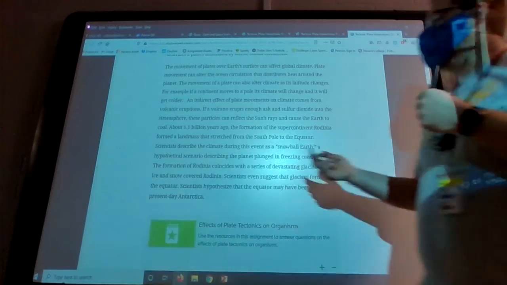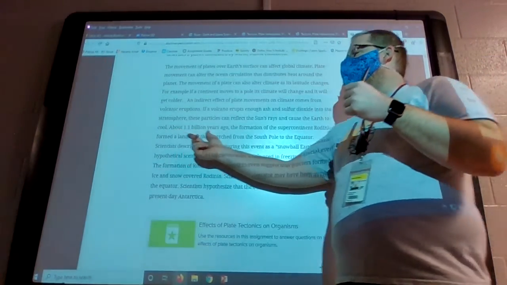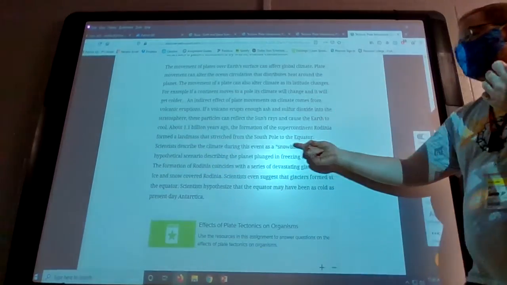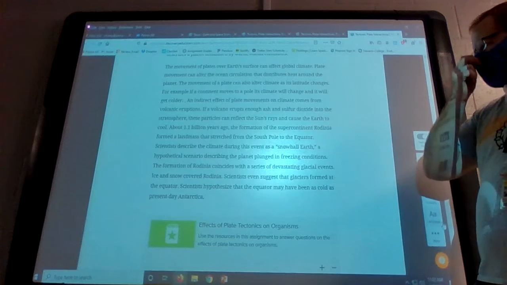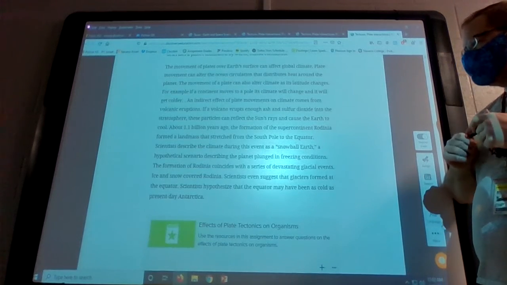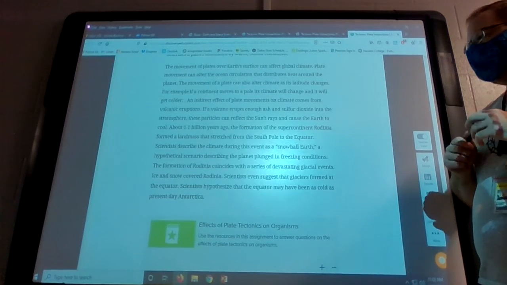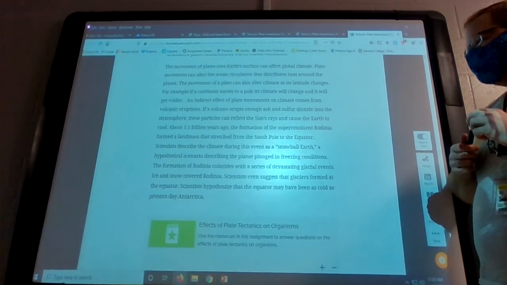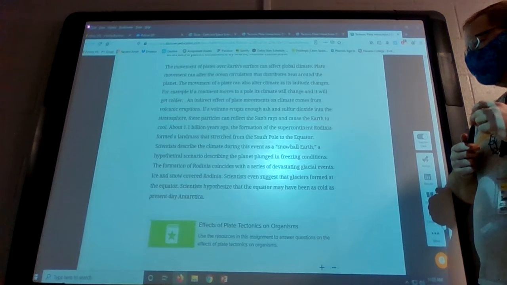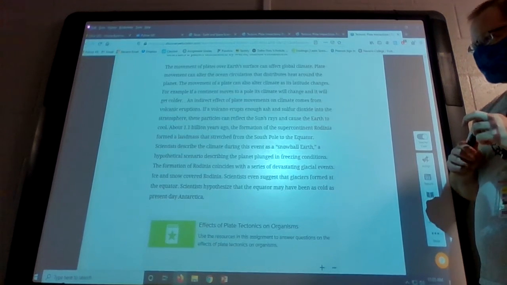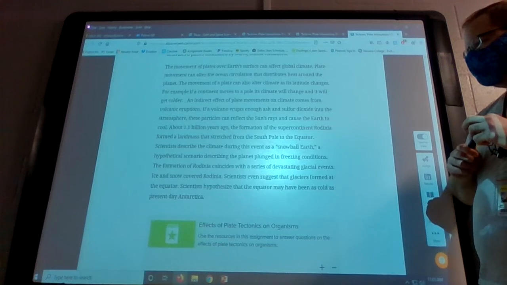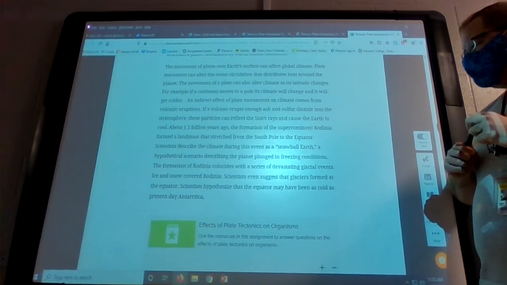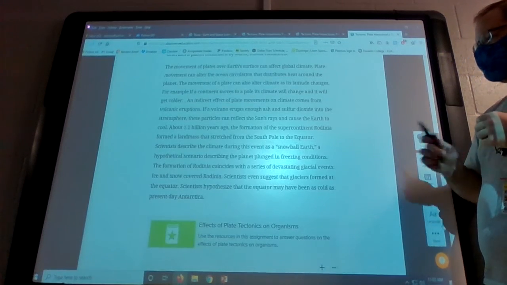Here we go. So this is where they talk about that. About 1.1 billion years ago, the formation of the supercontinent Rodinia formed a landmass that stretched from the South Pole to the equator. Scientists describe the climate during this event as snowball Earth, a hypothetical scenario describing the planet plunging into freezing conditions. The formation of Rodinia coincides with a series of devastating glacial events. Ice and snow covered Rodinia. Scientists even suggest that glaciers formed at the equator. The equator might have been as cold as present-day Antarctica.